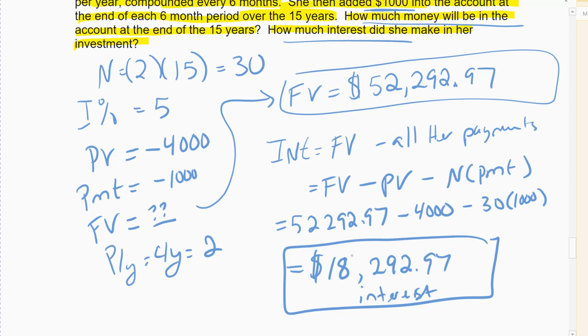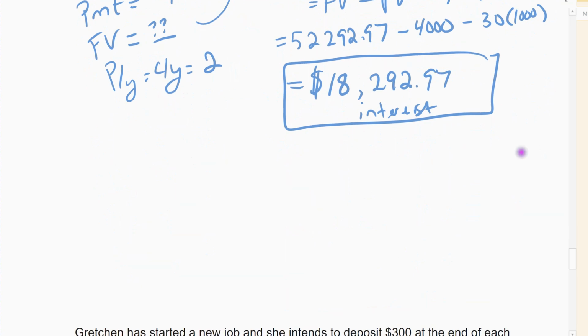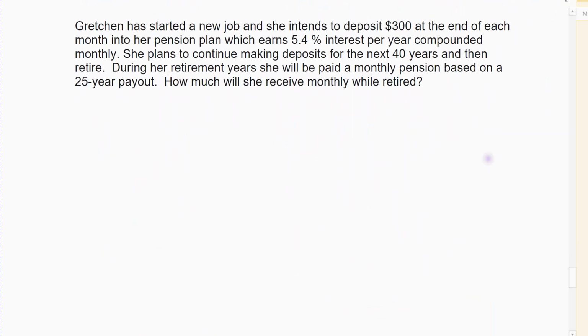All right, next example. Gretchen started a new job. She intends to deposit $300 at the end of each month into her pension, which earns 5.4% interest compounded monthly. She plans on making deposits for the next 40 years and then retire. During her retirement years, she will be paid a monthly pension based on a 25-year payout. How much will she receive monthly while retired?